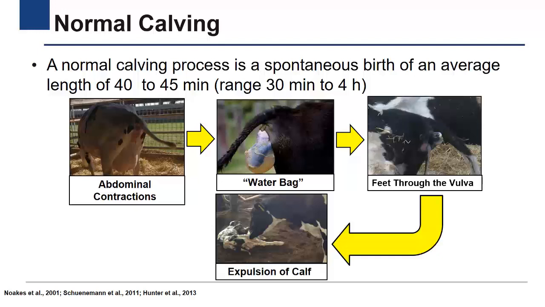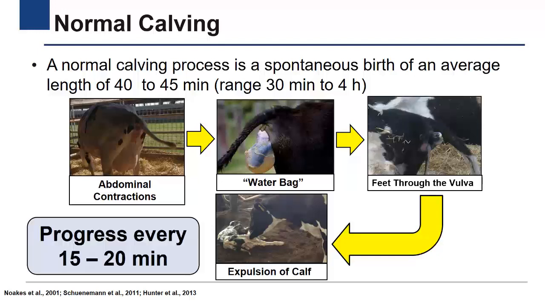Progress during a normal calving should be observed every 15 to 20 minutes. The whole process, from time zero to the total expulsion of the calf, normally lasts between 40 and 45 minutes, with a range of 30 minutes to 4 hours, often being longer in heifers.